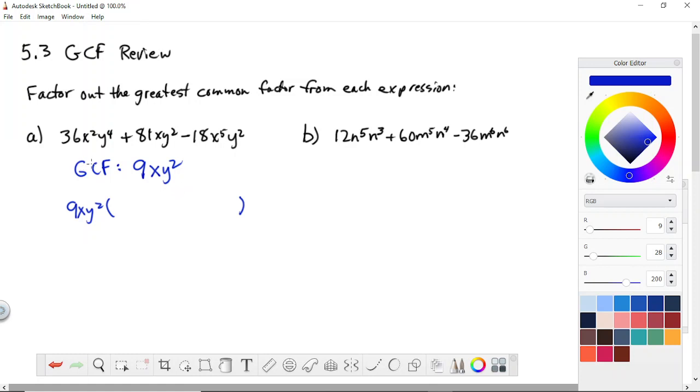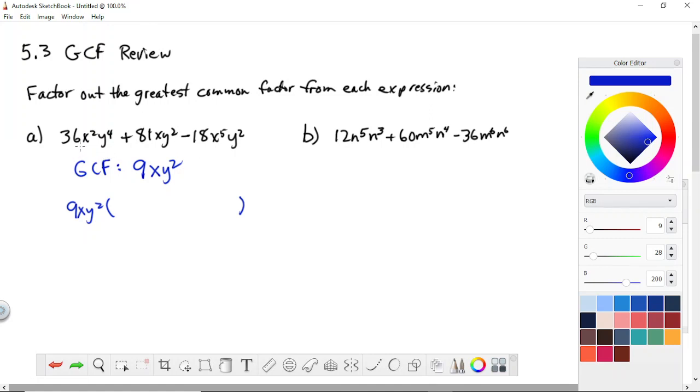So we could write down under each of these this 9xy squared to divide by it to see what goes in here in the parentheses. But we will divide by it, but I don't think we have to actually write it down under each of those. So we will just look at it and divide.